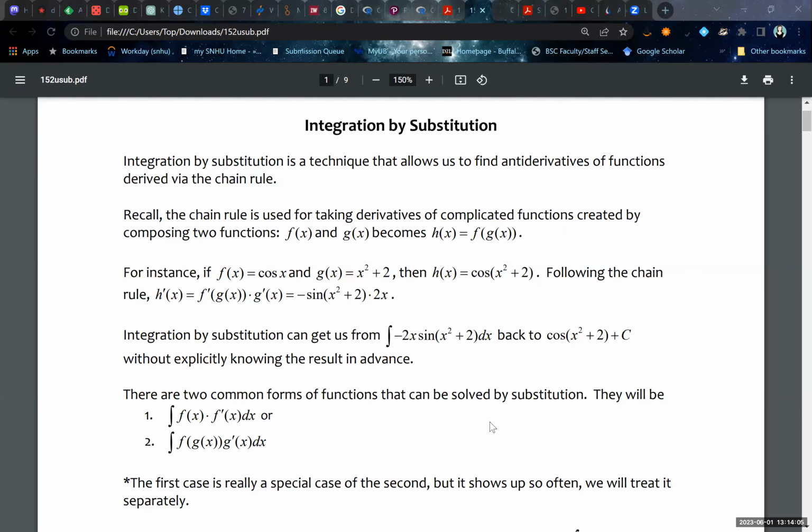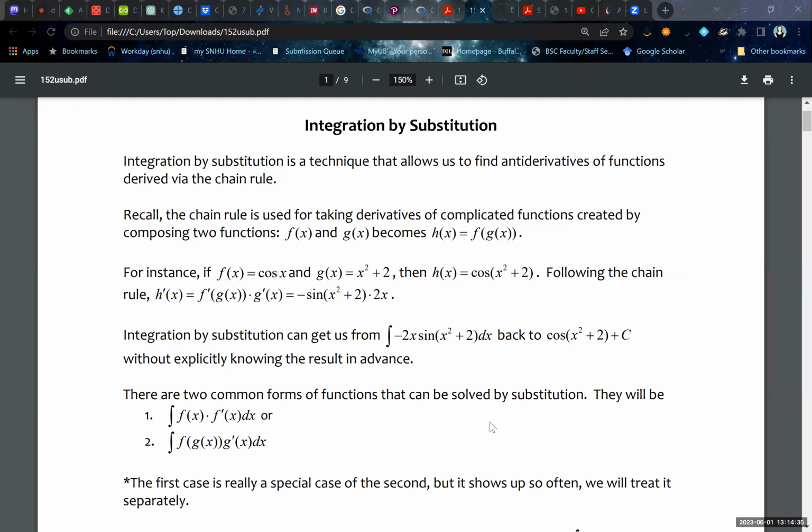So in this video, we're going to look at integration by substitution. The idea behind integration by substitution is that we are trying to undo a derivative that was formed by using the chain rule. So we're trying to get back to the original function. But when you use the chain rule, you take a complicated function and then you multiply it by a derivative of some inside piece of it. So you create a more complex function when you take the derivative.